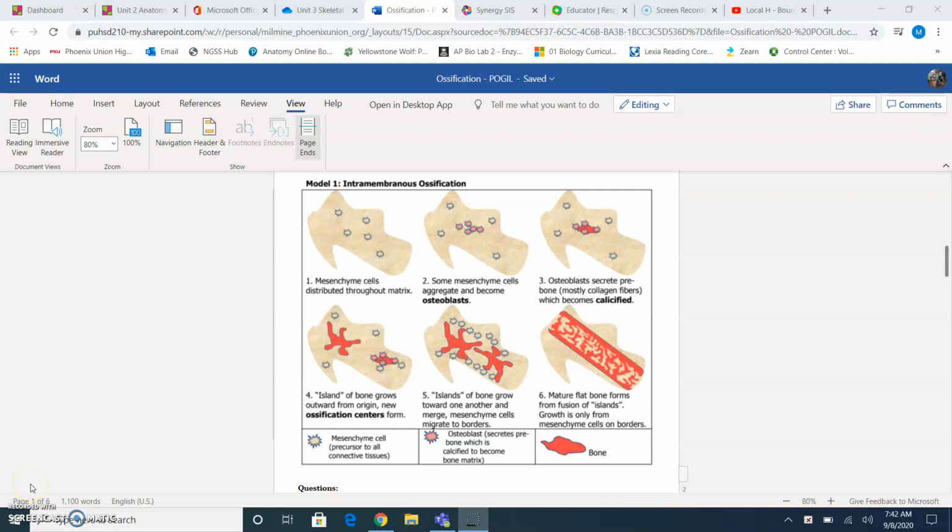Hello everyone. In class we have been looking at two forms of bone formation known as ossification. The first model we looked at was intramembranous ossification, which is how flat bones of the body form.